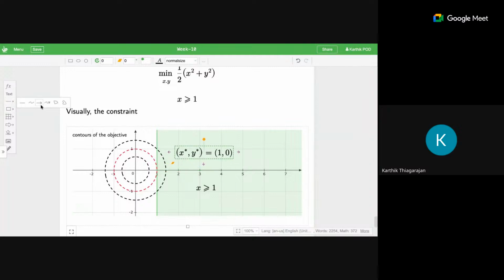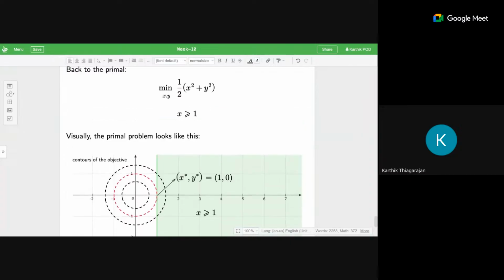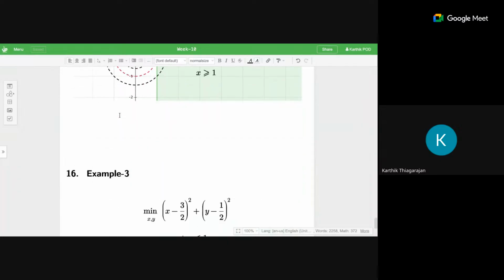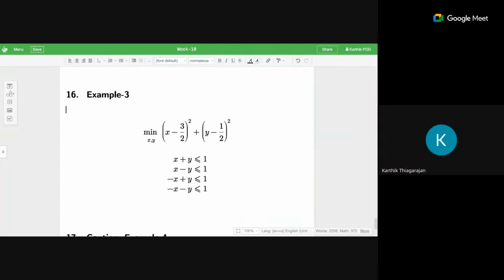Just to draw, make sure that this is clear. This is what we are talking about. Is this clear to everyone? So this is the idea. All right, so we look at one more example. It's a slightly complex example because there are multiple inequality constraints, but this also has a very nice geometric interpretation.